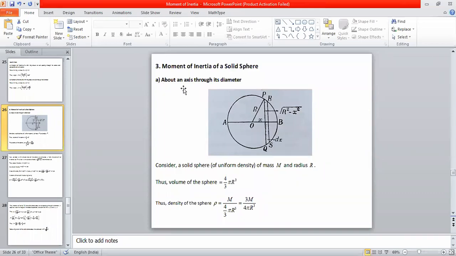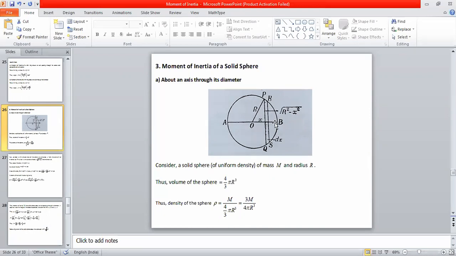So first, I want to calculate the moment of inertia of this solid sphere about an axis through the diameter. I am trying to calculate the moment of inertia about an axis passing through AB. AB is one diameter, there are several diameters of course, and I am assuming that the axis passes through the AB diameter itself. With respect to this axis, we are interested in finding the moment of inertia. Okay?